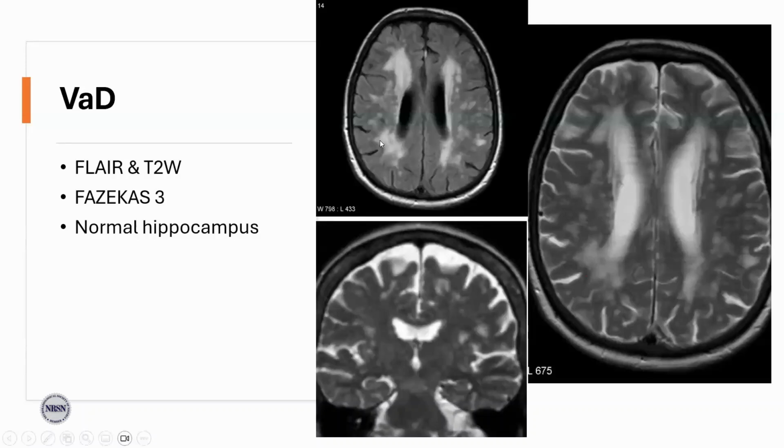Now we can appreciate these large confluent lesions that are periventricular and in the deep white matter, which is in keeping with the Fazekas 3 lesion. It is also noted in the T2 weighted axial image where you see periventricular large confluent lesions. Now, worthy of note is that the hippocampus may be normal. So the hippocampus is this area here, seen in the medial temporal lobe, bilaterally. It may be normal for a patient that has vascular dementia.